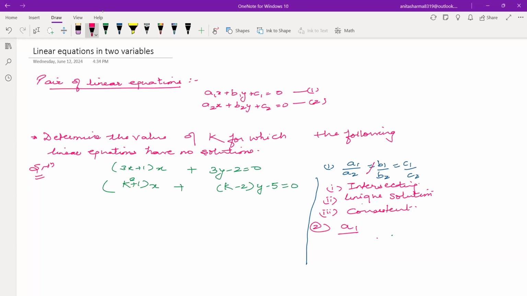Then if a1 by a2 is equal to b1 by b2 is not equal to c1 by c2, which lines will it represent? Parallel lines. Yes, parallel lines will be there and no solution. And if a solution is not there, then the system will be inconsistent. Right?